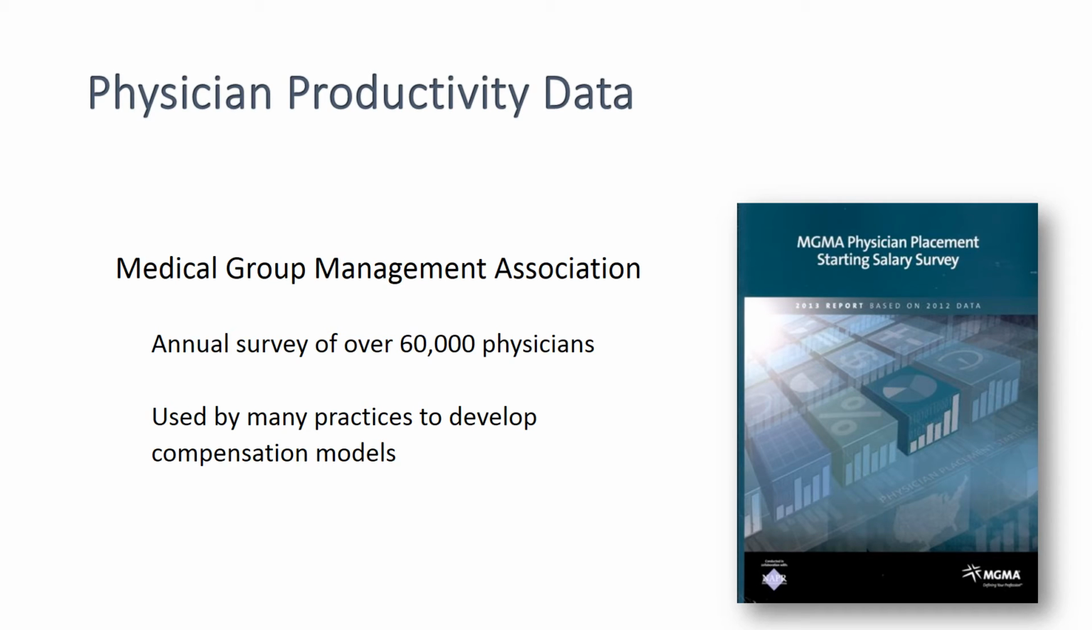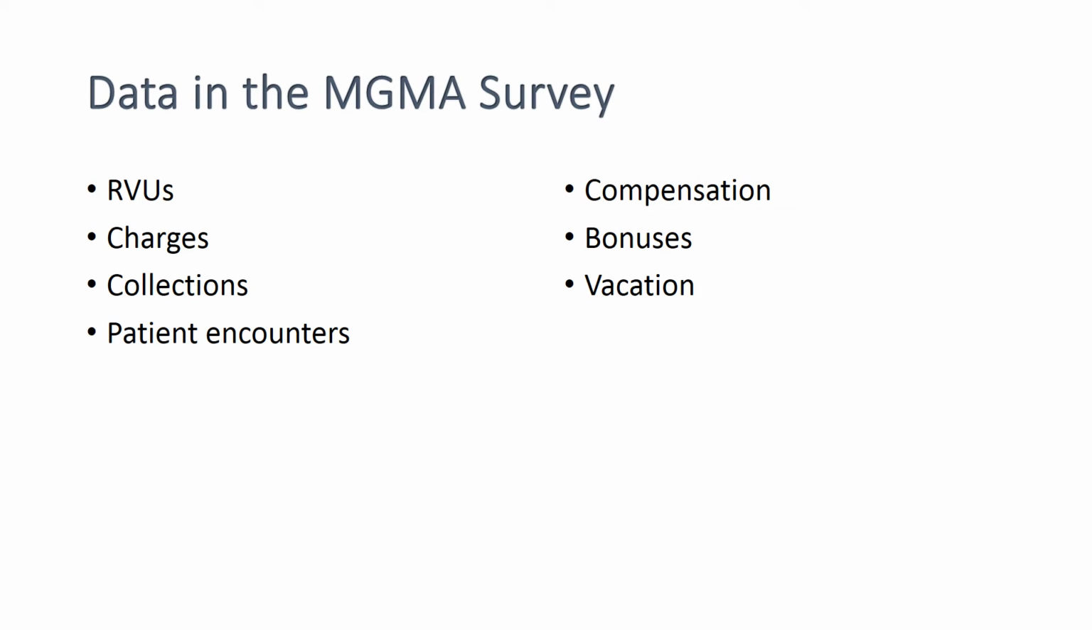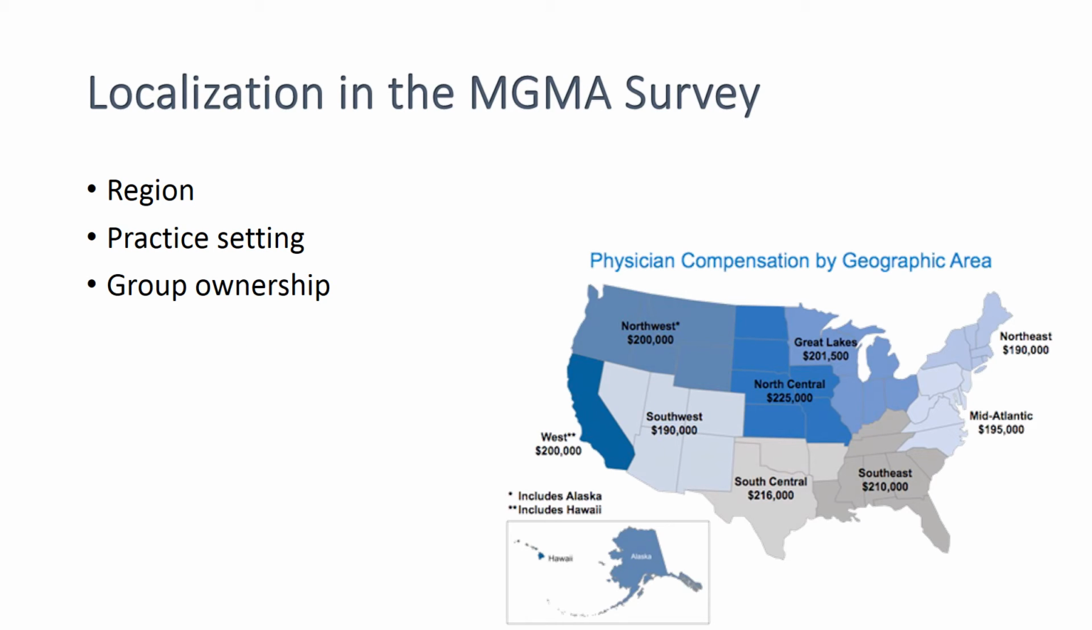Physician productivity data is published by the Medical Group Management Association, also known as the MGMA. It is an annual survey of over 60,000 physicians, and this is what's used by many practices to develop compensation models. The data includes RVUs, charges, collections, the number of patient encounters, compensation, bonuses, and other things like the number of vacation days per year. It's also highly localizable, where you can look at physician compensation by different geographic areas. You can compare rural to urban compensation, academic to non-academic compensation, and other factors.